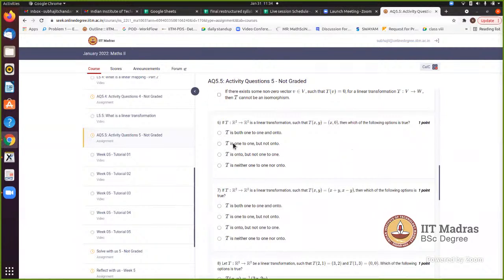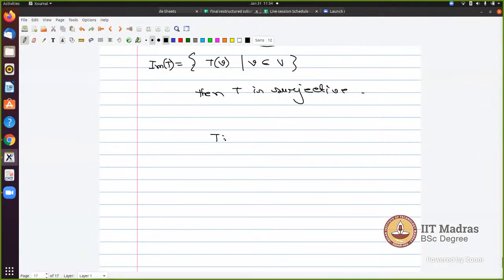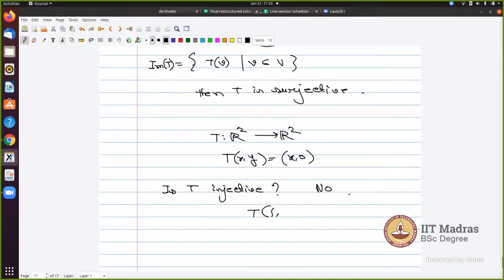Okay. So suppose this is example 6. T is from R2 to R2, the linear transformation T of (x, y) equals (x, 0). Whether it is onto or not, this is the question. So let me write this. First of all, is T injective? No, sir. Why? There are many non-zero vectors which are going to (0, 0). So the answer is no. Because T of (0, 1) is also going to (0, 0).